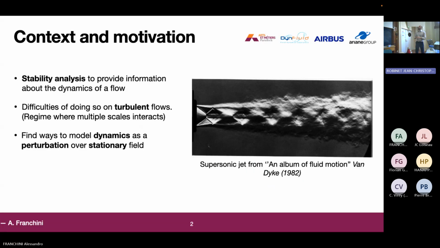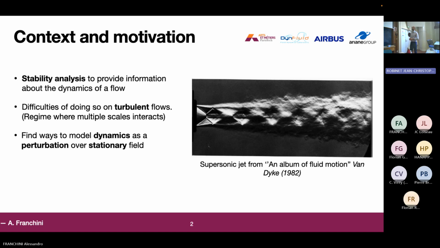Okay. So the goal of this thesis is to study the large turbulent structures that appear in supersonic flow and in compressible flows. The idea is to use stability analysis to provide some information about the dynamics of the flow. The problem is that in turbulent flows there is a difficulty, since the regimes always have multiple scales that interact, and we want to find a way to model the dynamics as a perturbation over a stationary field.